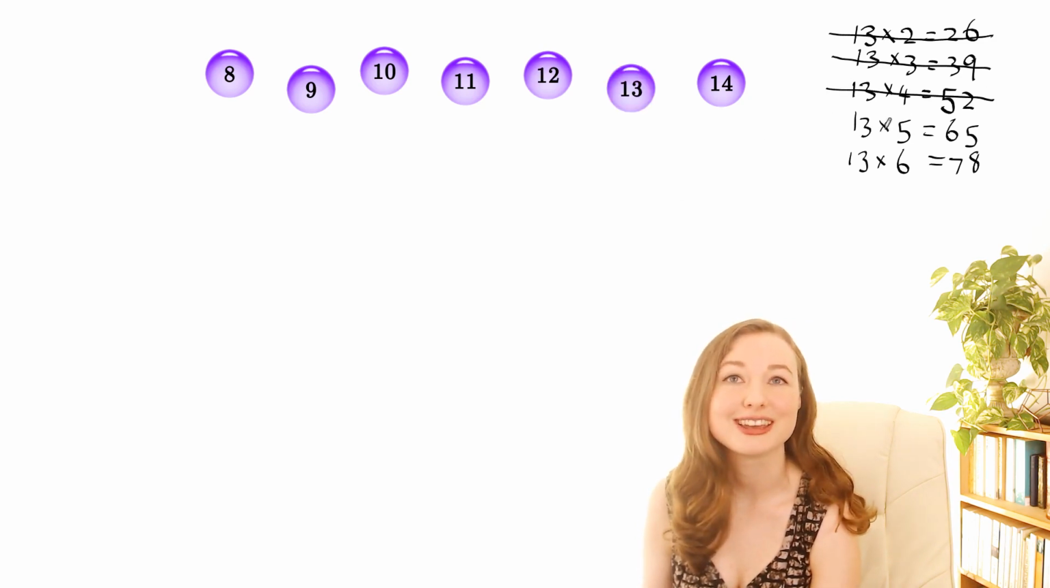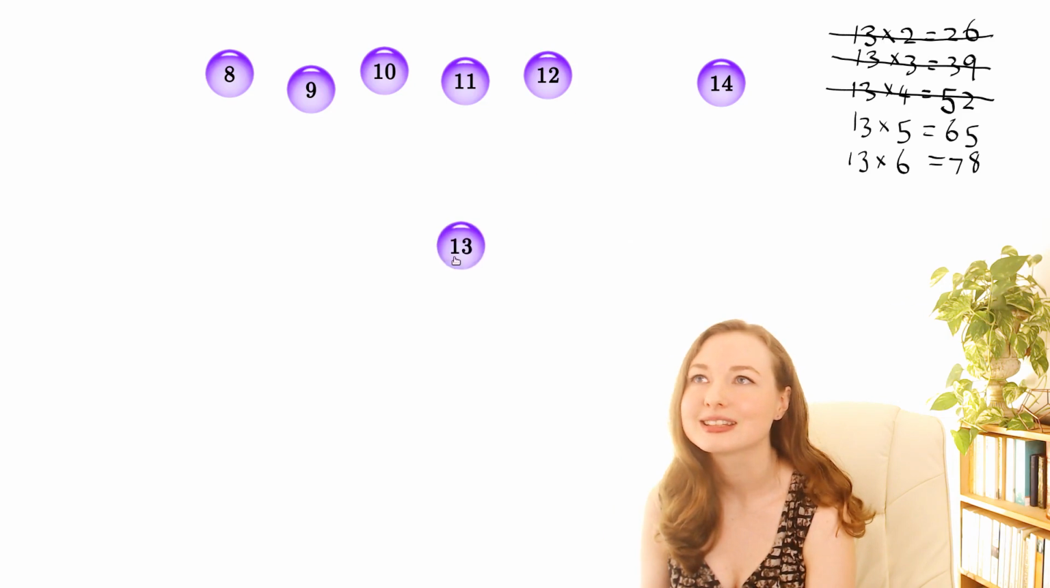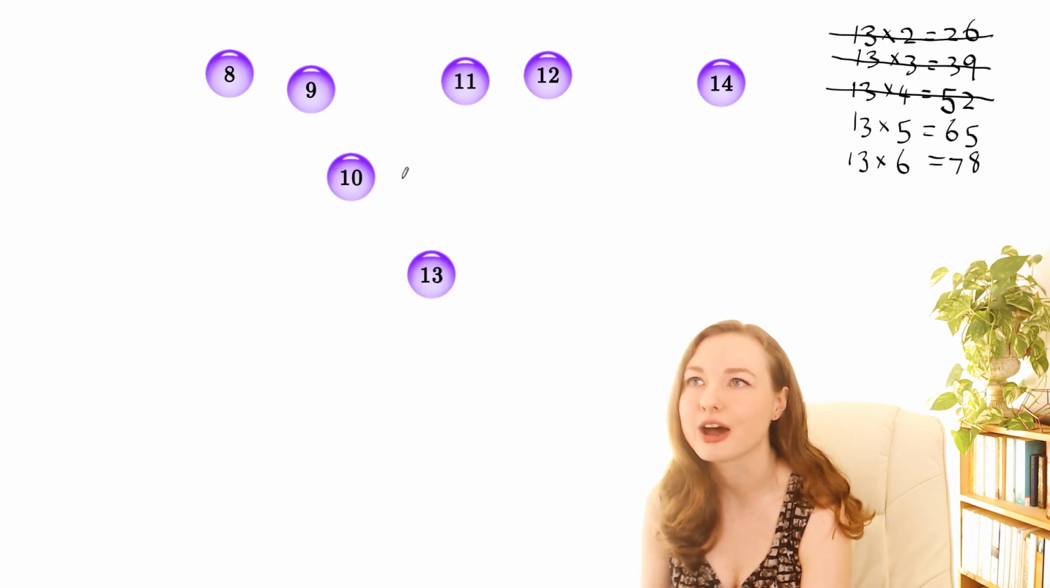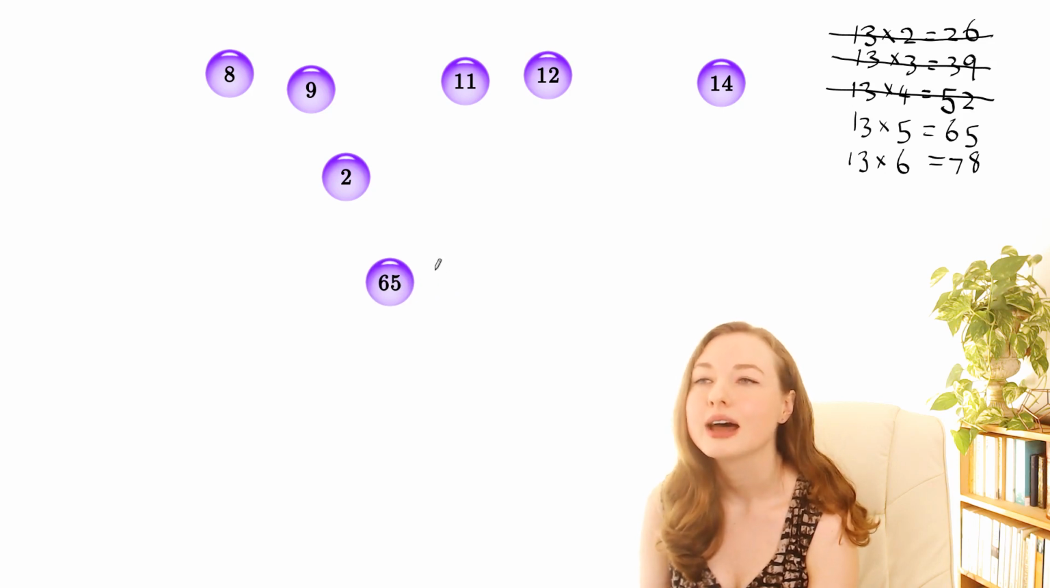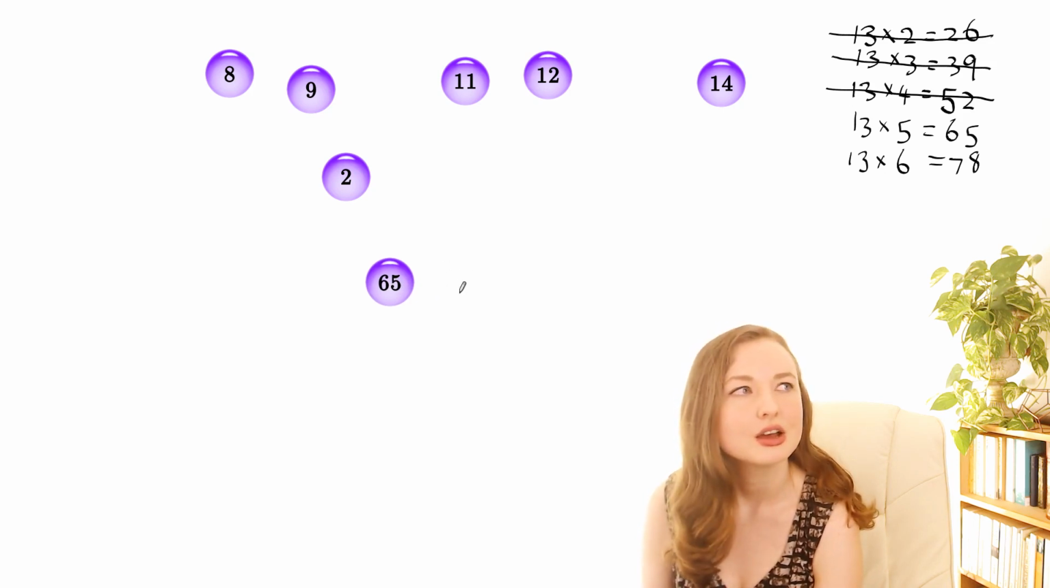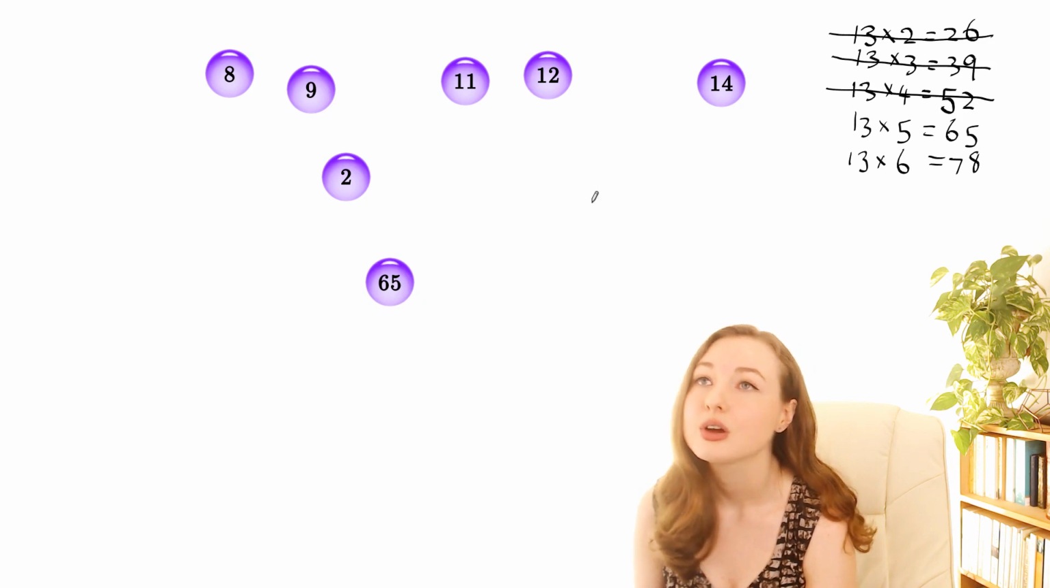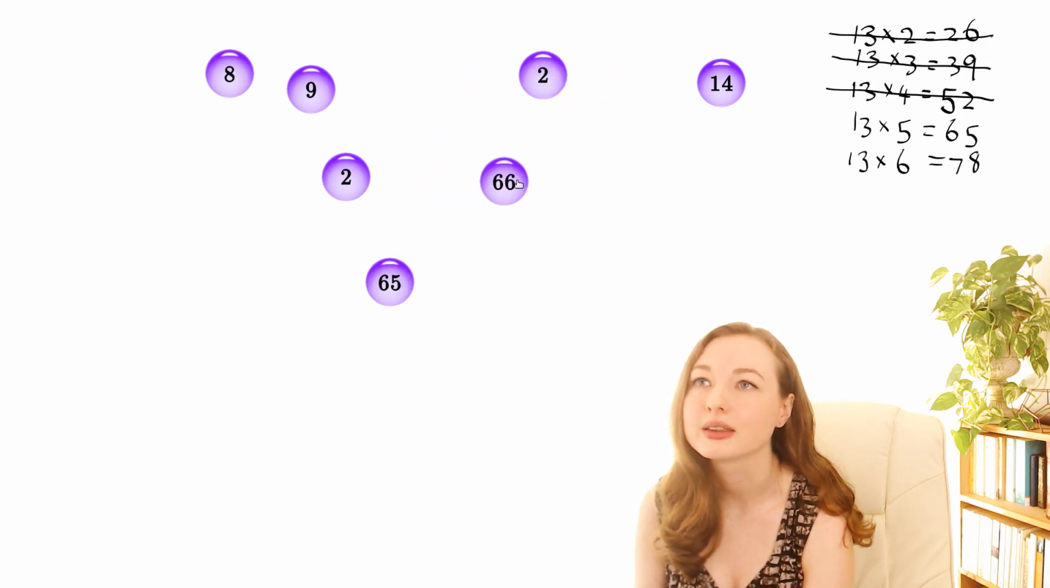How about 13 times 5? Let's see if we can do that. So I can get a 5 from the 10. Combine those. And then how about 66? So that's 6 times 11. We can get that by combining those.